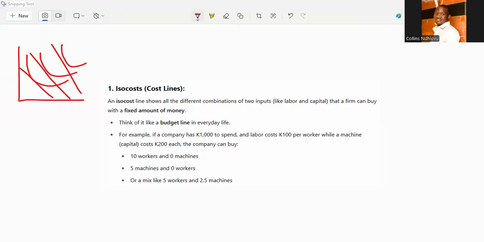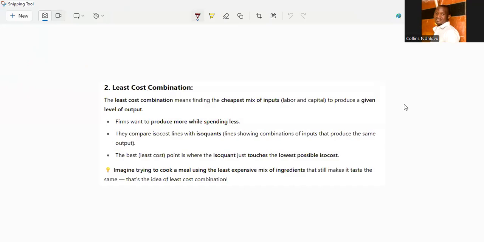On the other hand, we have what we call the least cost combination. It helps us find the cheapest mix of inputs, labor and capital, that will give a certain level of output. The concept here is that firms want to produce more while spending less. So we need to identify the combination that compares the isocost with the combination that gives them the lowest cost whilst achieving a higher output. This is the concept we want to look at.